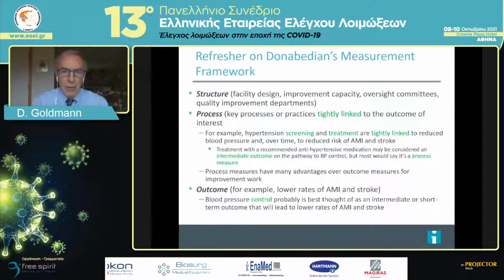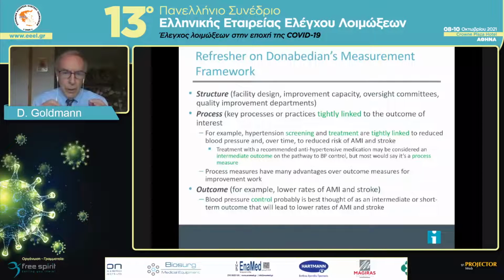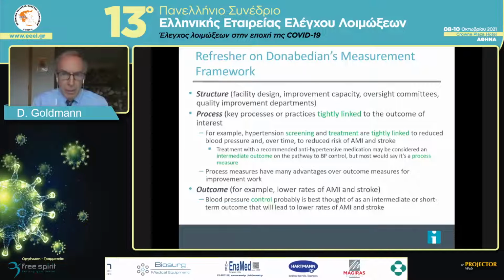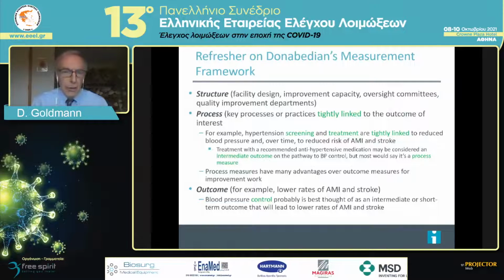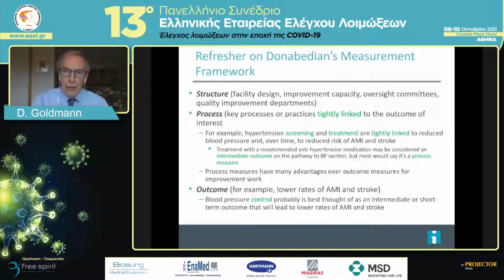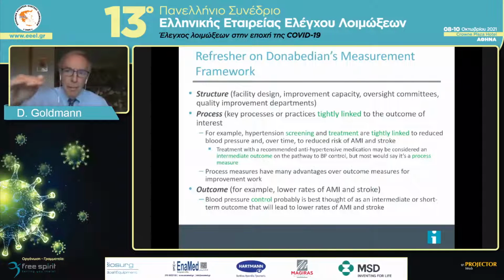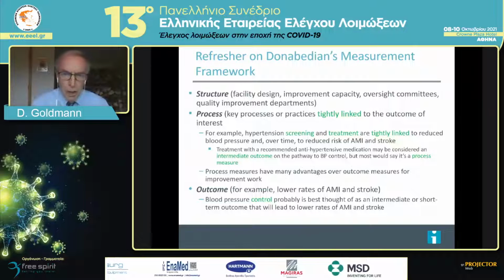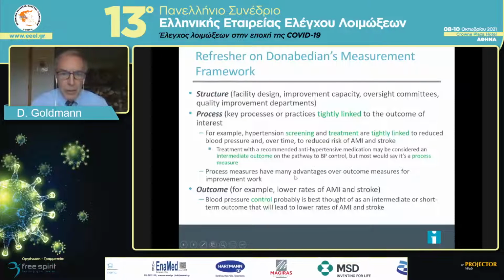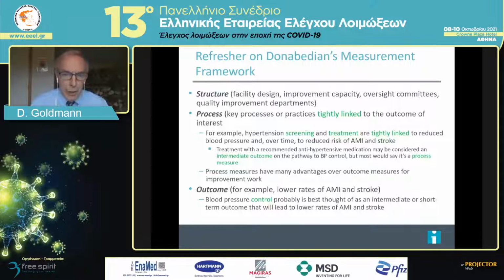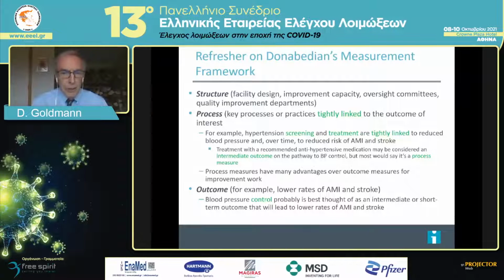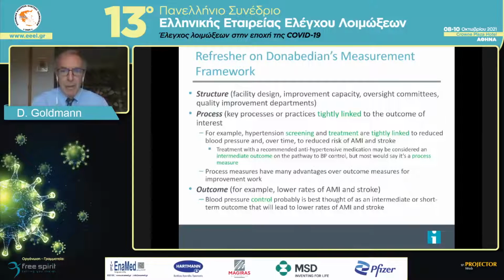Some of my colleagues would call the reduction and treatment of high blood pressure an intermediate outcome. I don't care if you call it a process measure or intermediate outcome, as long as you see it as a pathway from practice to better long-term outcomes. Process measures have many advantages. They occur every day. They're very frequent. There are a lot of them. You can measure them in real time.